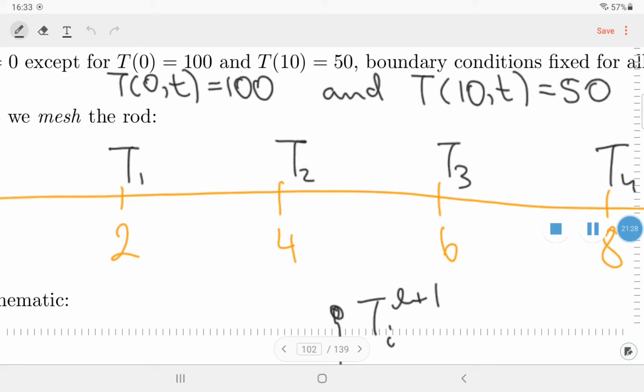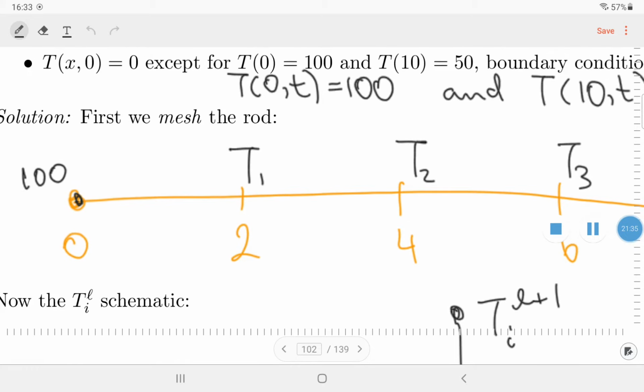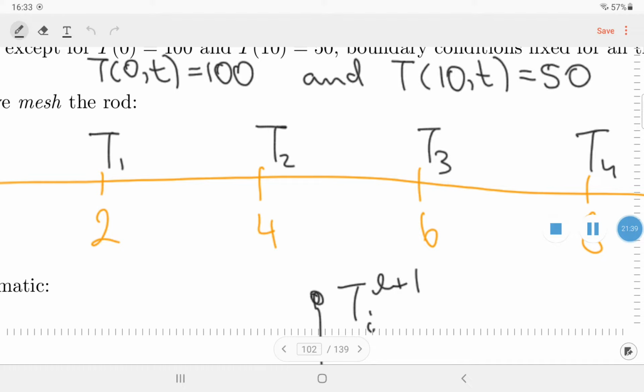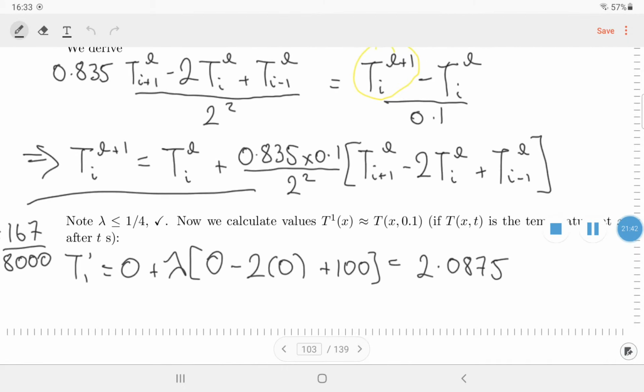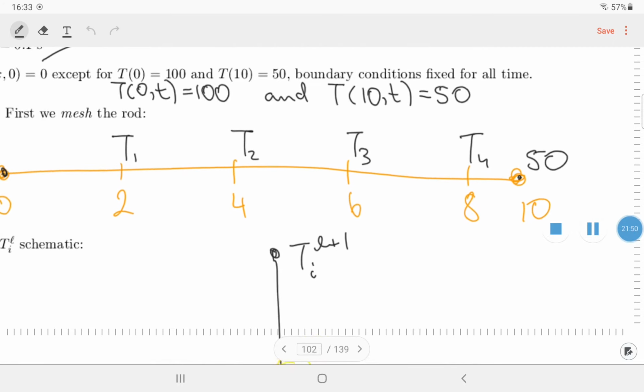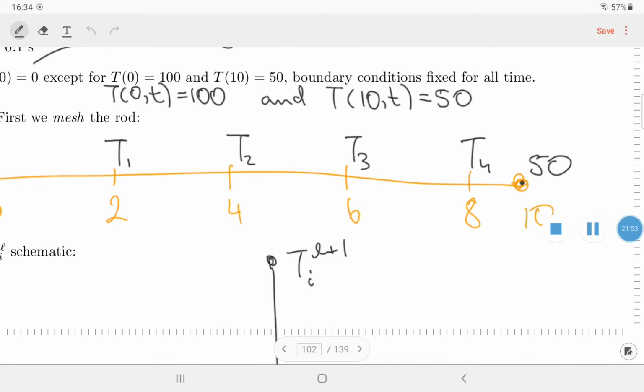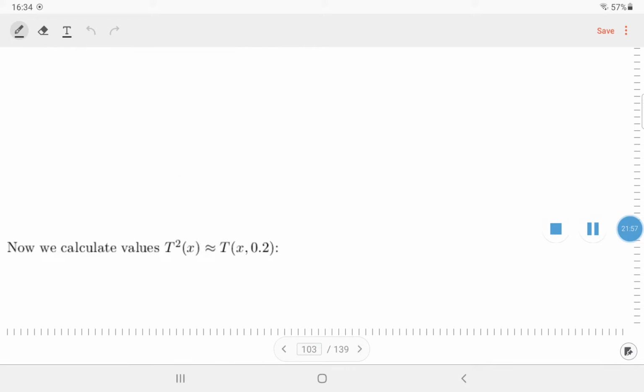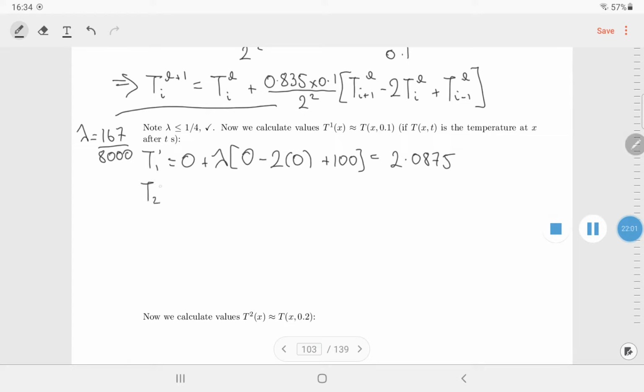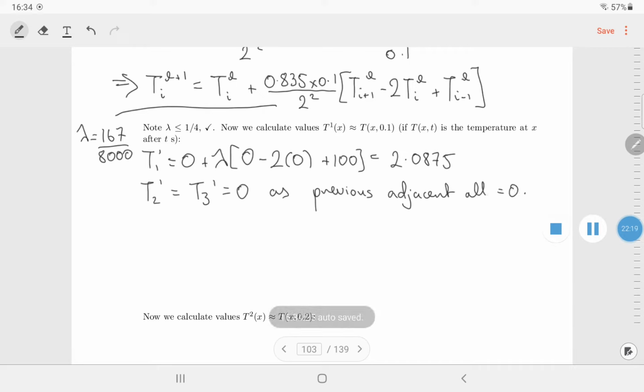Now, if you look at the next point and the point after that, so looking at T2, the next temperature at that point, x equal to 4, the second point over, it's going to have to be 0 because there wasn't enough time for the heat to get from 100 or to get from 50. Look at the formula for T2. It's given in terms of T3, T2, T1, but at the previous time, they're all equal to 0. So the initial T1, the initial T2, and the initial T3 are all 0. So the next temperature, T2, is also going to be 0. There's no real point calculating those. T2 and T3 are equal to 0 as previous, adjacent, all equal to 0. You can use the formula, but you're just going to get 0.